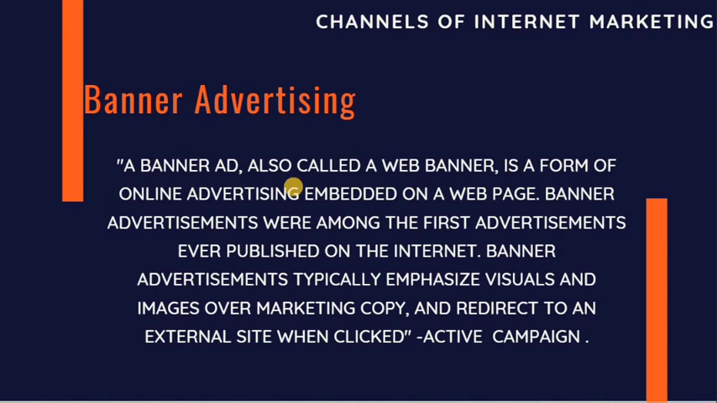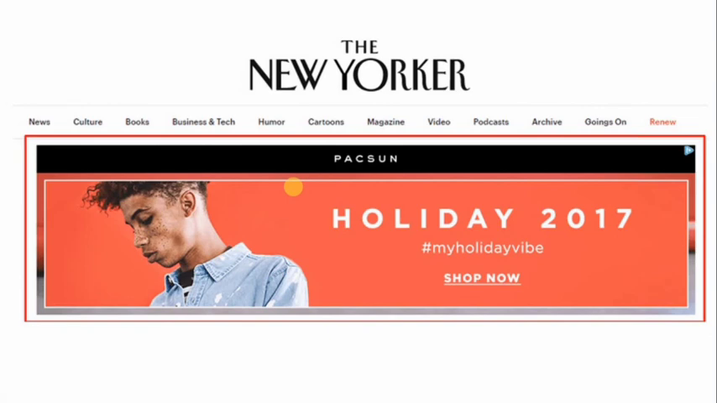So let's see an example of a banner ad. This is a banner ad from the New Yorker. If I were to click here, shop now, it would just direct me to another website. So this is how a banner ad looks like. They don't have too many words, just the picture, the color and the visuals. Just, hey, shop now, hey, buy now. So that's just banner ads for you.